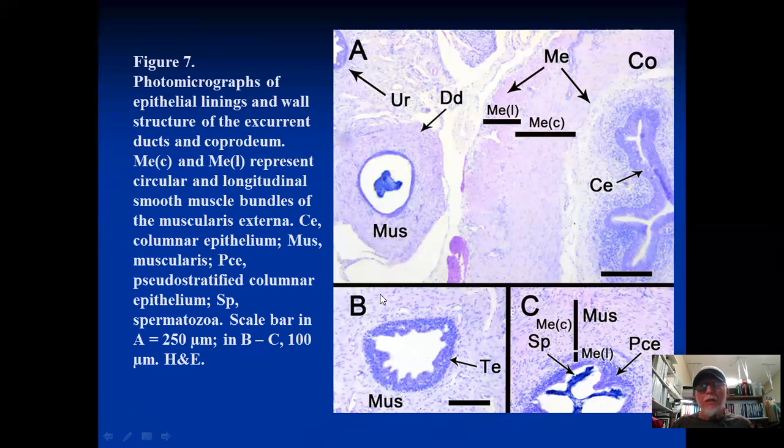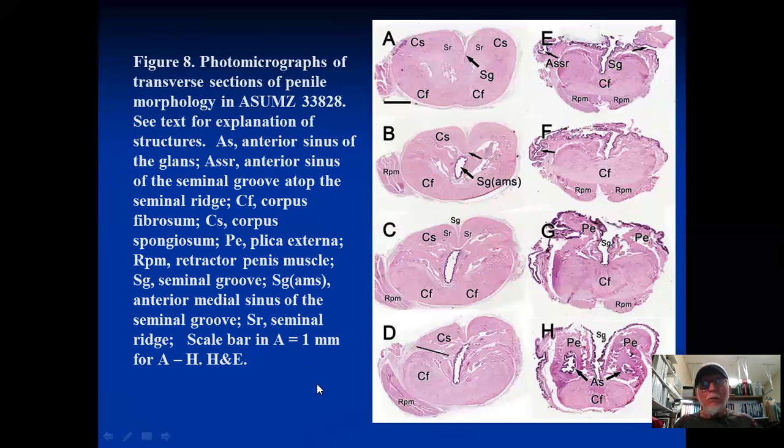So this is the distal excurrent duct portion of this presentation. I move on now to the penile morphology. We start out at the base of the penis, with the base of the penile proper being the corpus fibrosum, which I pointed out in the first figure. And then dorsally, you have the corpus spongiosum.